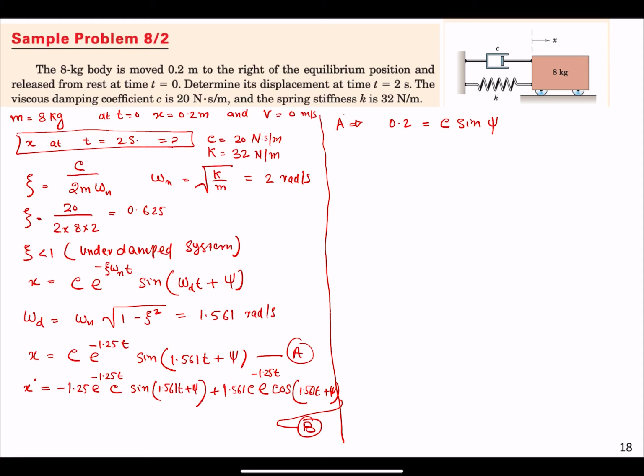This is one equation, and then equation B, because the velocity is 0 for t equal to 0, will become 0 equals minus 1.25 C sine psi plus 1.561 C cos psi. So we get these two equations here. You can call the first one equation C, and the second one equation D.